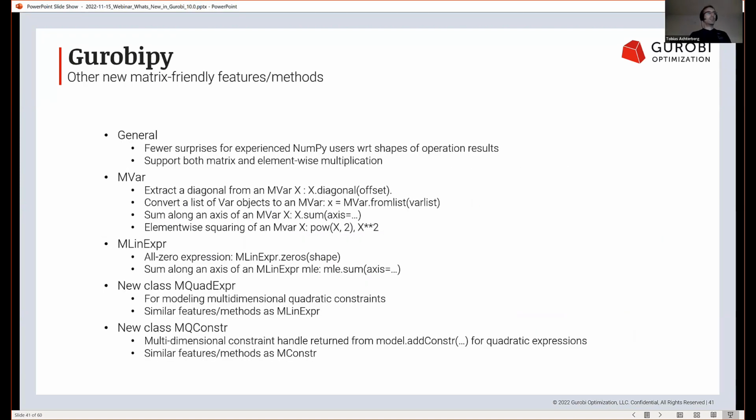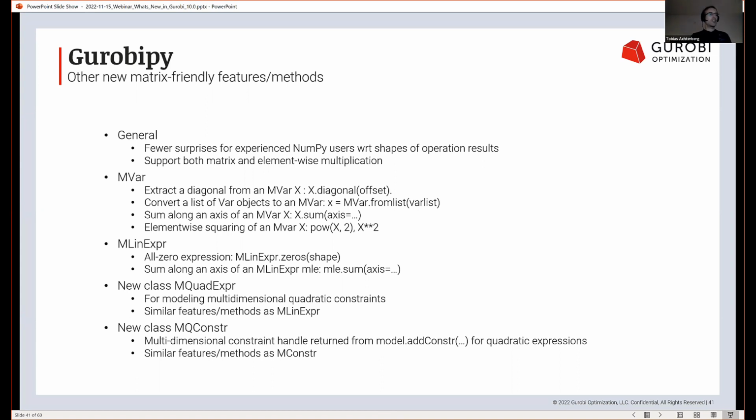Good. Some more new matrix-friendly features in the Gurobi API. In general, you will have much fewer surprises when you are working with NumPy and have experience with how shapes and such behave in Gurobi. So this now works pretty well. We have both matrix and element-wise multiplication support, and for the MVar objects, you can extract a diagonal from such a matrix variable object. You can convert a list of Var objects into an MVar. You can sum along the axis. We have already seen that in the previous examples. You can do element-wise squaring. We have seen that as well.